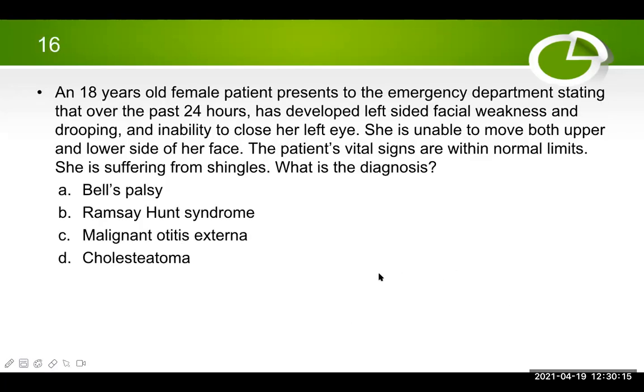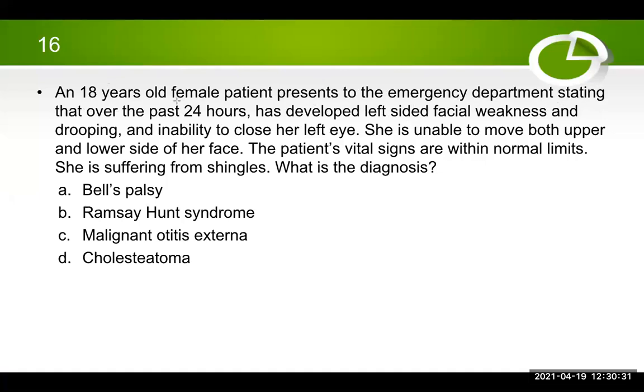Number 16. Now this is a bit of a clinical one, and I'm sure every student can diagnose it. Please go through it. We already did this type of case in some other way, okay? But this is a clinical description.